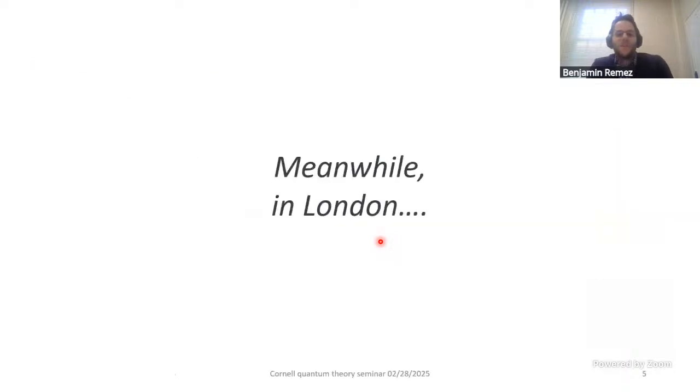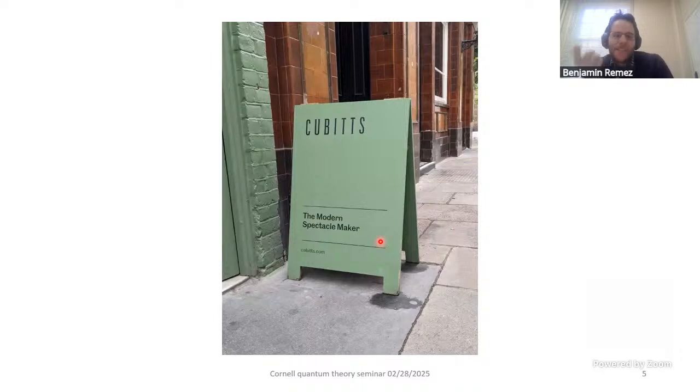To give you an illustration, around this time last year I was walking around London, where, as I said, I did my grad school in Cambridge. I wanted to graduate, and I happened to see this sign outside of an optician that says, "Here, the modern spectacle maker." And I realized there's obviously a typo in here. The sign should say qubits.